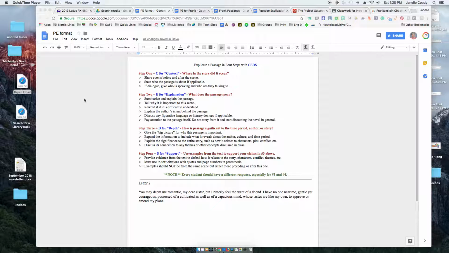Step 1 is context, so where in the story did it occur? So give some events before and after to show that you've read around the passage. Step 2 is to explain the actual words.